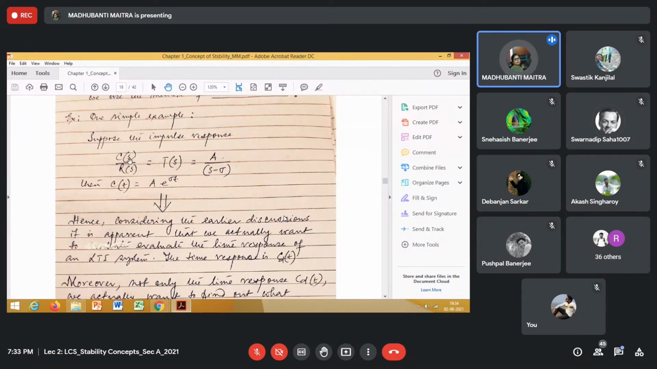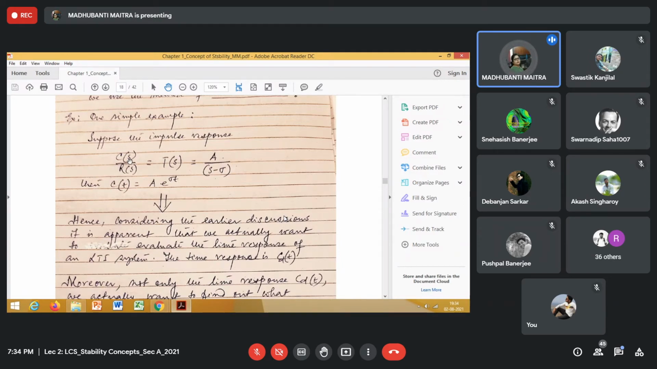So in a nutshell, we have excited the system with the help of a bounded input. Now, to judge the stability of the system, we'll have to observe Ct, that means the output response of the system versus time. So if we can find the expression for Ct, then looking at that expression, we can find out what is going to be the magnitude of Ct, the output response of the system, as t increases.